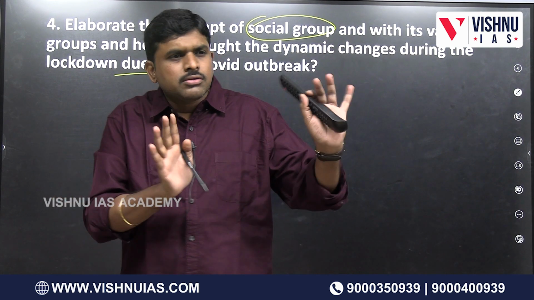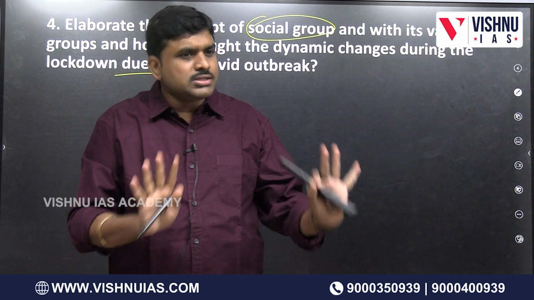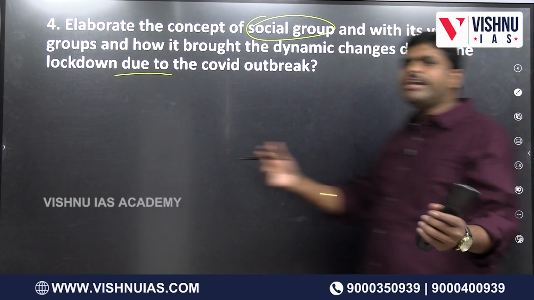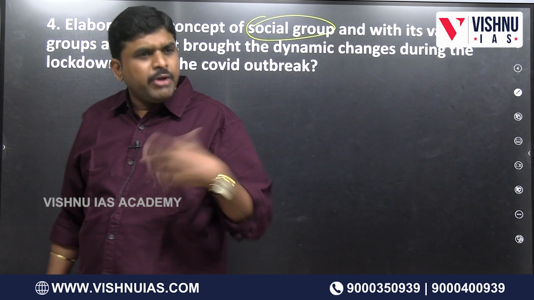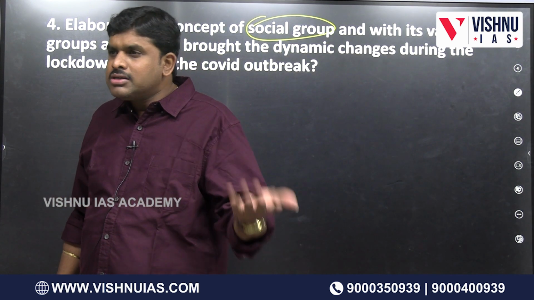So, the first part of the question is answered: social group. Now, the varieties of social group. Based on interaction, there is the primary social group and the secondary social group.